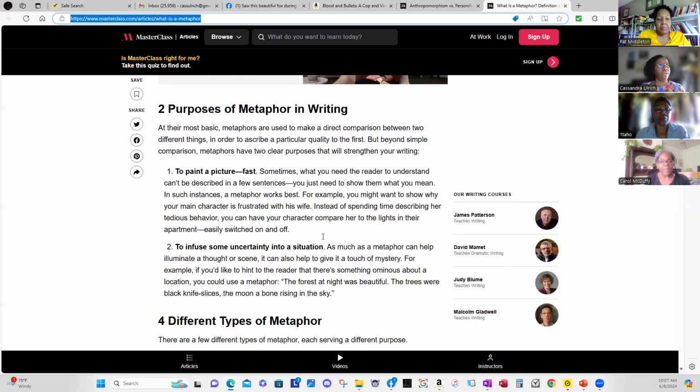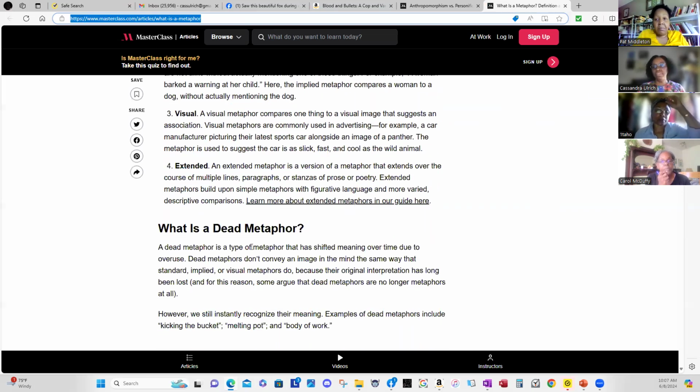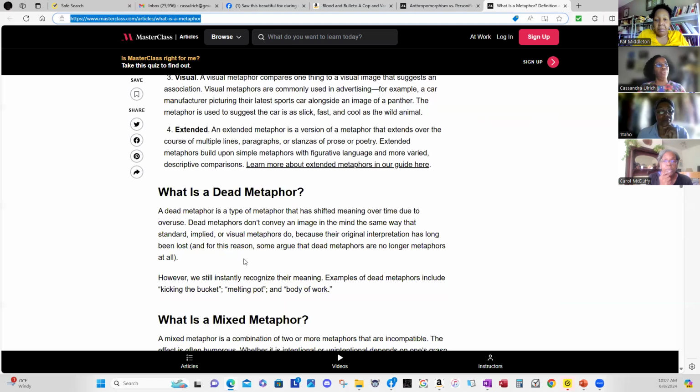So they have four types of metaphors. I didn't go into all of this, but it has the standard one, which is what Shakespeare used. There's the implied one, I talked about the barking, but there's also visual metaphors and extended metaphors. So I wanted to at least give you a link. You can go here and get more detail.